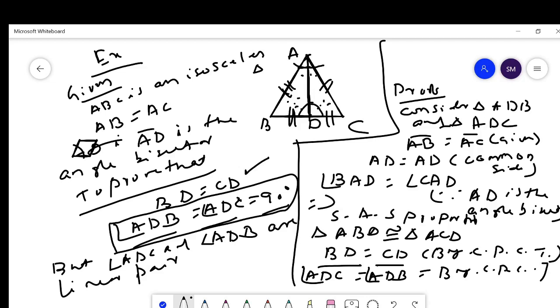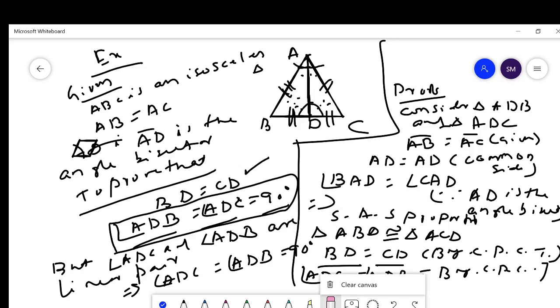But these are a linear pair, which implies angle ADC is equal to angle ADB is equal to 90 degrees. As they are a linear pair, their sum is 180 degrees and both of their measures are the same. Their sum is 180 degrees and their measures are the same, which means these two angles are 90 degrees. Hence we prove that the angle bisector bisects the base at right angle.